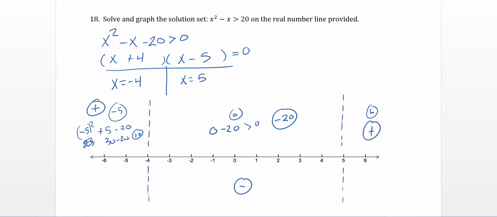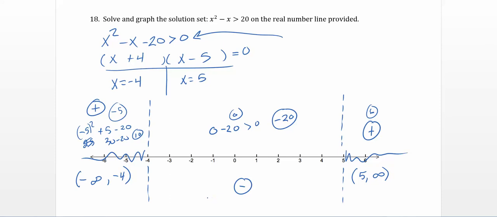So what does that mean? That means that we want when this inequality is greater than 0. Well, that happens over here in this region, and it happens over here in this region. So we can represent this as negative infinity up to the point negative 4, and we want strictly greater than 0, so we don't get to include it there. And then this region is all x values from 5 to positive infinity.